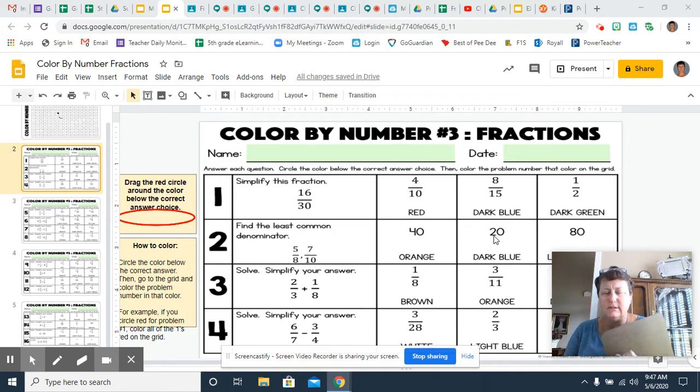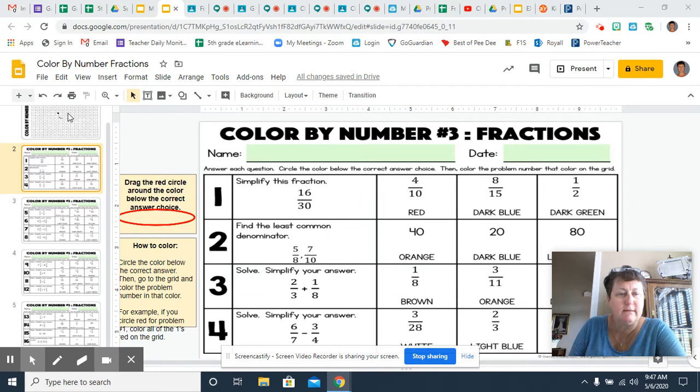Hi, boys and girls. I tried to find something a little different and fun to kind of review fractions with you. I'm going to give you several days to do this, but I wanted to kind of go over with you what you're supposed to do.